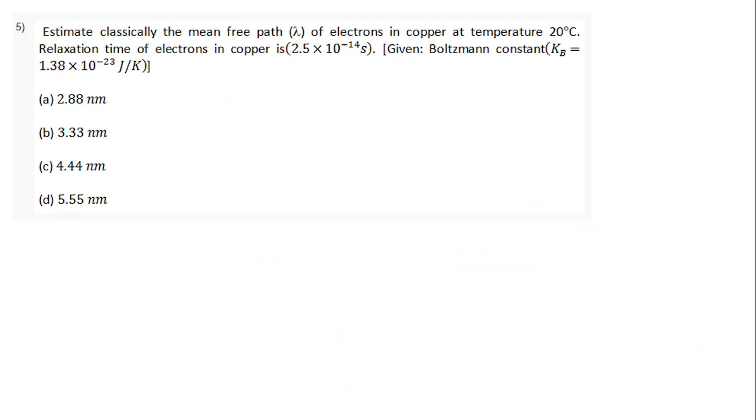Next question. Estimate classically the mean free path of electron. We have to calculate the mean free path of electron in copper at temperature 20 degrees centigrade. Relaxation time of electrons is given, which is 2.5 times 10 to the power minus 14 seconds. Boltzmann constant value is given. Now we need to calculate the mean free path.